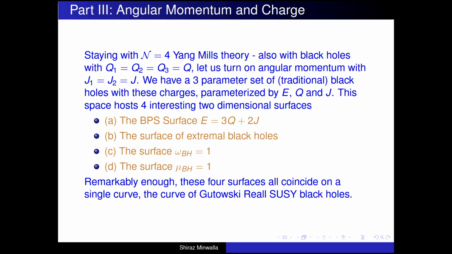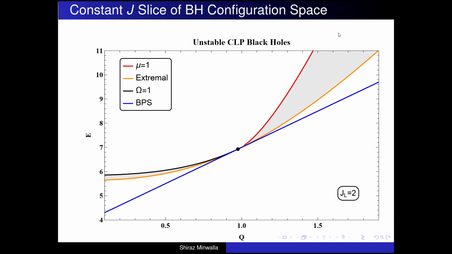So let's look at a situation: N equals 4 Yang-Mills, with J1 equals J2, Q1 equals Q2 equals Q3. The SO(6) Cartans equal, the SO(4) Cartans equal, and energy. 3 charges: energy E, J, and Q. Now, in this situation, we've got a 3-parameter set of charges, and there are 4 interesting surfaces. First, the BPS plane. Second, the surface of extremality. Third, the surface where omega is 1. Fourth, the surface where mu is 1.